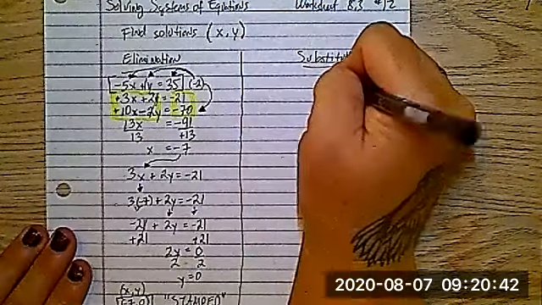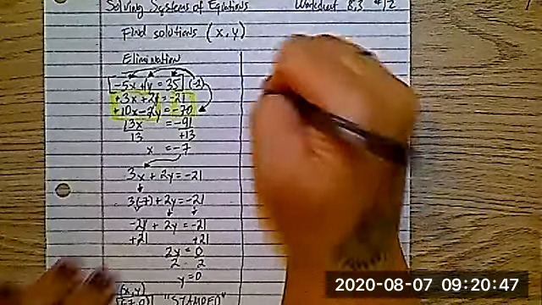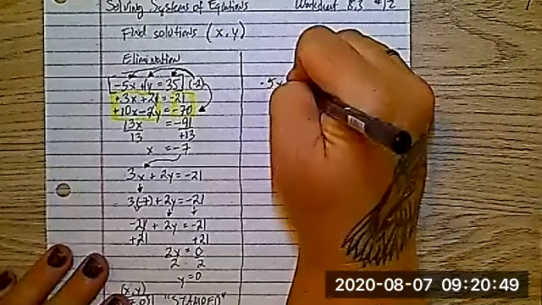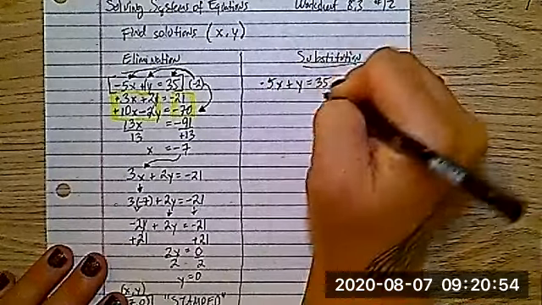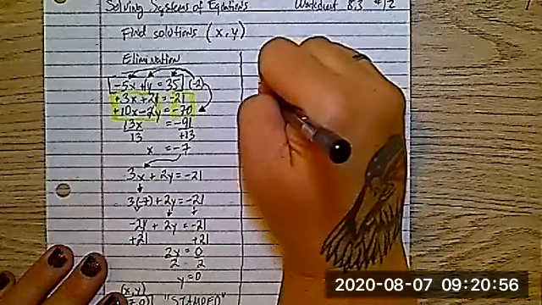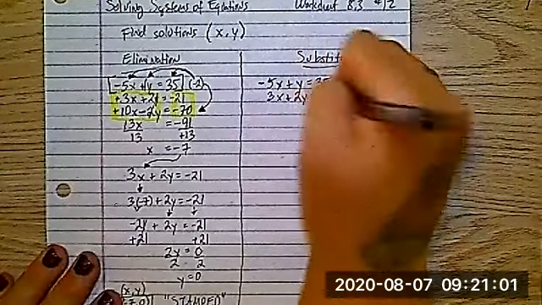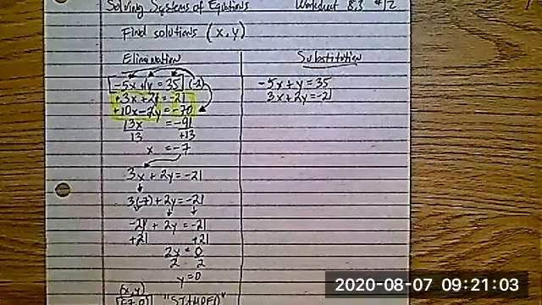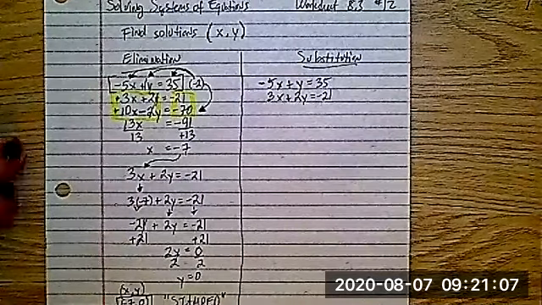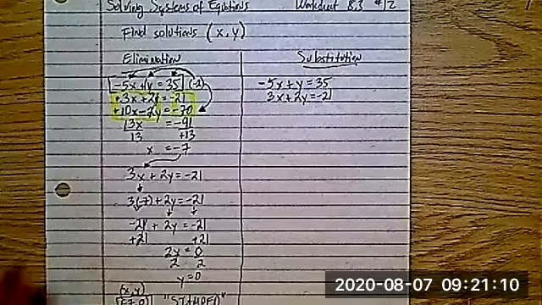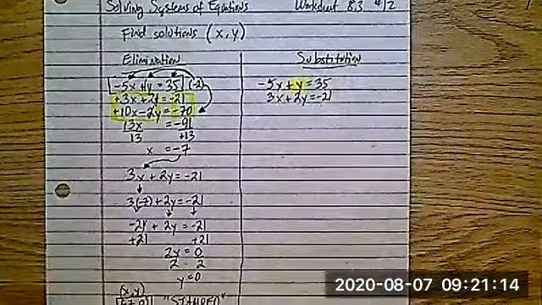So for substitution, you're going to have, ooh, that's a negative, isn't it? Yep. -5x plus y equals 35. And then 3x plus 2y equals -21. So you want to identify which one is by itself. And of course here, none of them are. But it wouldn't be too difficult to get that y by itself. So our goal here is to isolate the y.